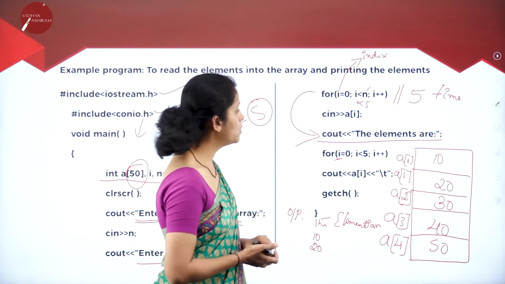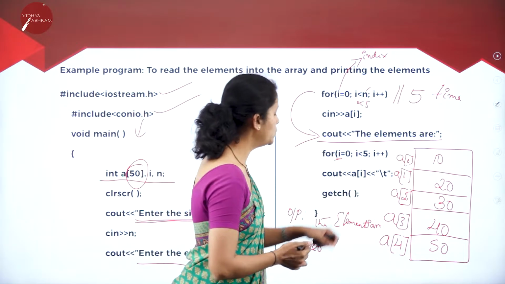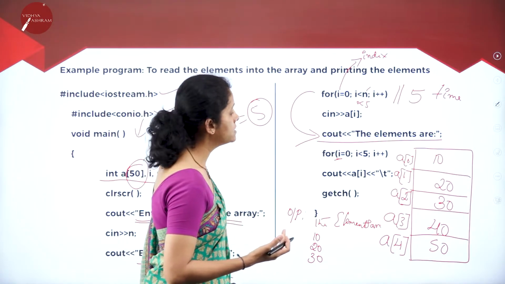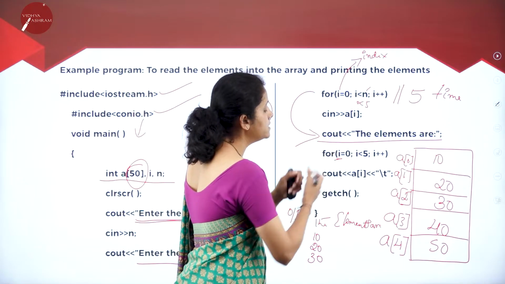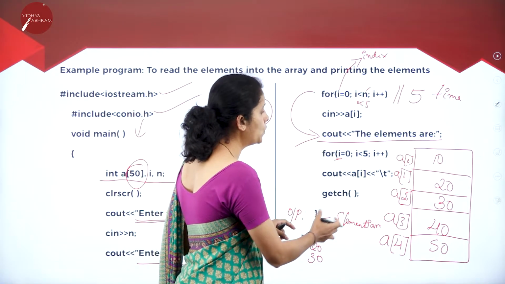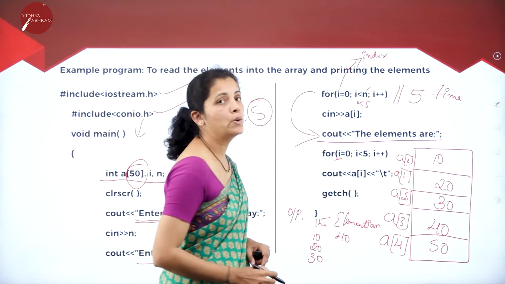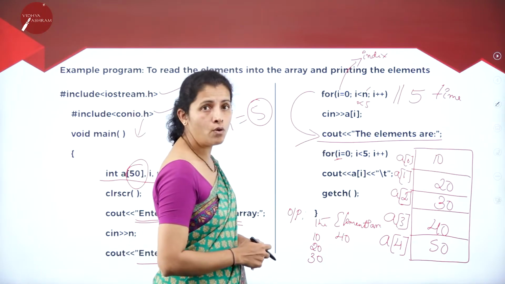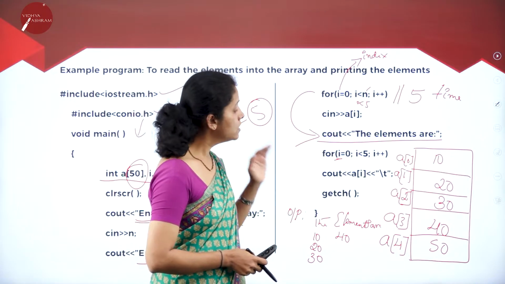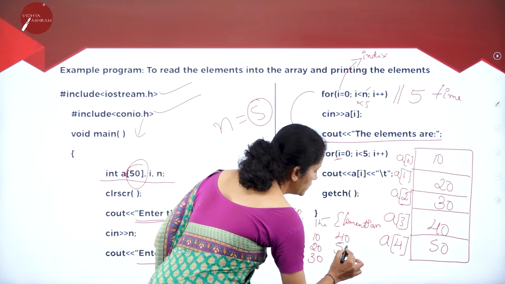So what I want to do, I want to get the value which is stored at the location A of 2, that is 30. Now I is incremented by 1, now I is 3. Now 3 less than 5, it is true. What I want to do, I want to get the value which is stored at the location A of 3, that is 40. Now I is incremented by 1, now I is 4, 4 less than 5, it is true. Now I want to get the value which is stored at the location A of 4, that is 50. So I'm going to get the value 50.